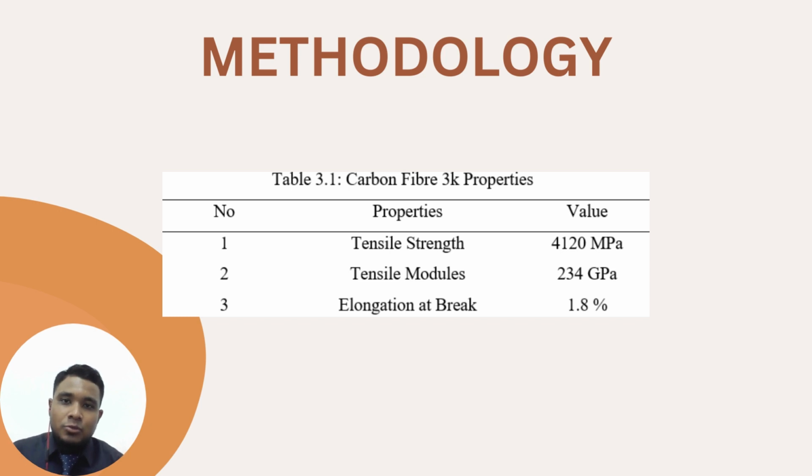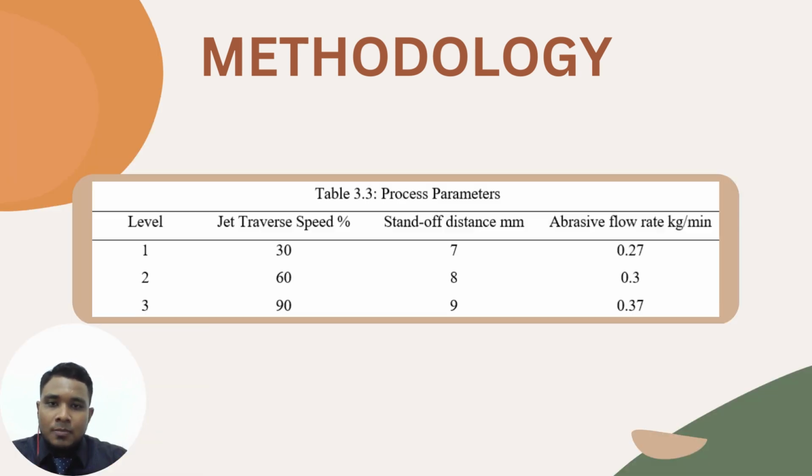And now we continue to the methodology. As we can see, this is the table of the properties of carbon fiber 3K. The tensile strength of carbon fiber 3K is 4,120 megapascal. The tensile modulus is 234 gigapascal and the elongation at break is 1.8%.